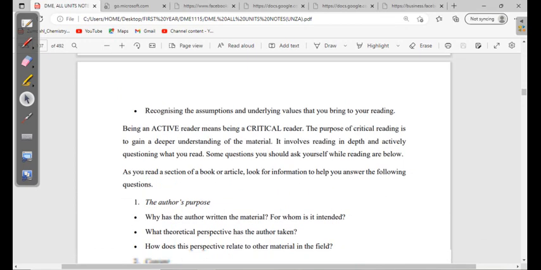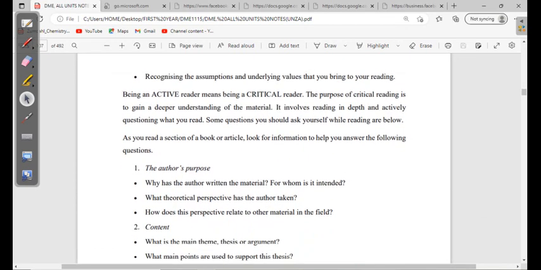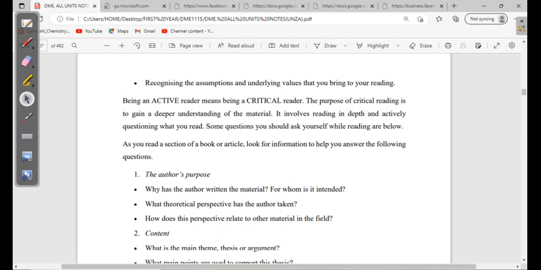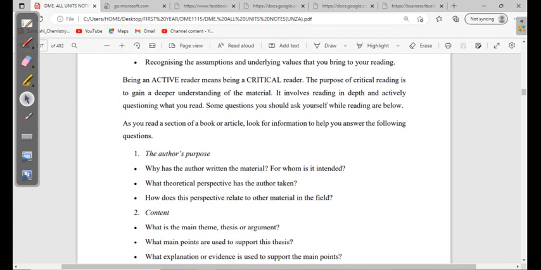For example, not everything can be stated. What of something that has not been stated? Are you thinking of anything else? And also recognizing the assumptions and underlying values that you may bring to your reading. At times when you read, there are some things that you have in mind. For example, you have some assumptions. You assume maybe this is true. As you read, you are going to find out if your assumptions are correct or wrong. So being an active reader means being a critical reader. An active reader is the same as a critical reader.